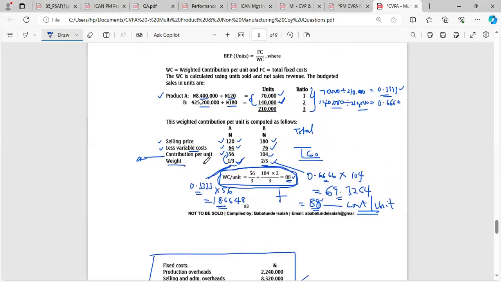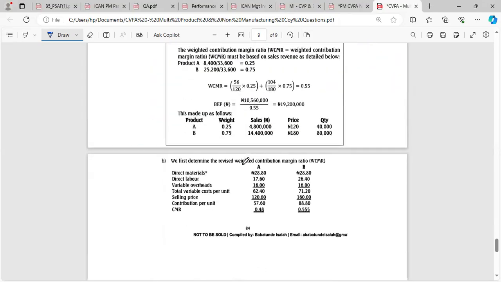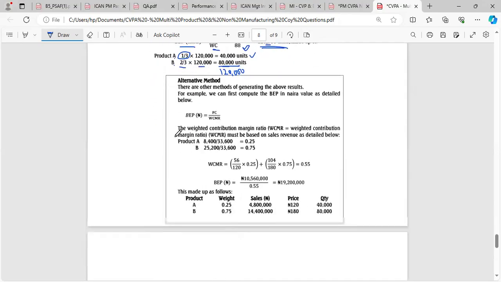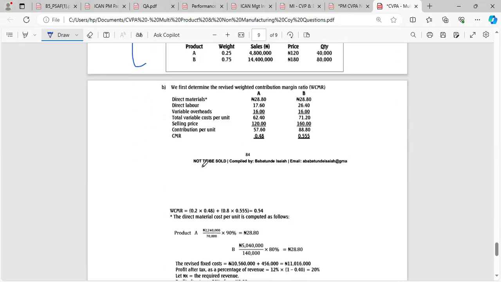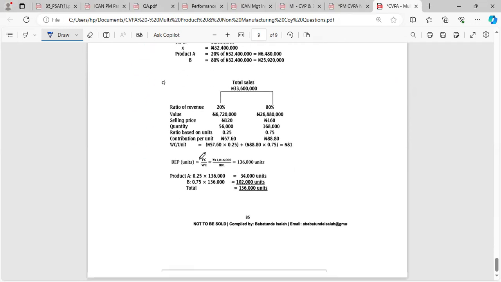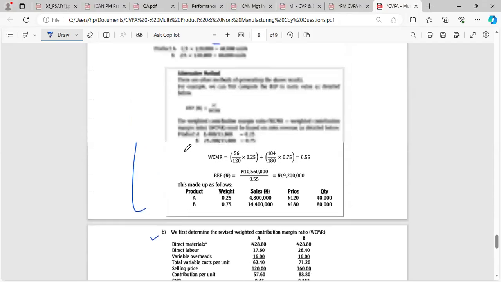So this is multi-product. This is very interesting. So let's go. All these ones are alternative solutions, so I don't need to touch that, the alternative way of solving it. I just need to solve for B. So for B, we have to be very careful. Let's solve for B.